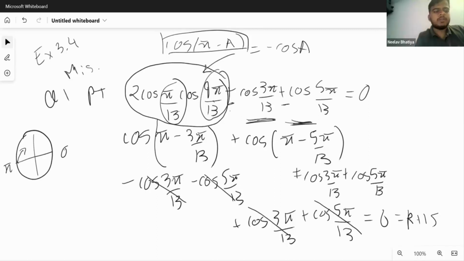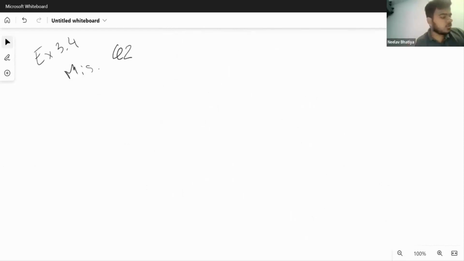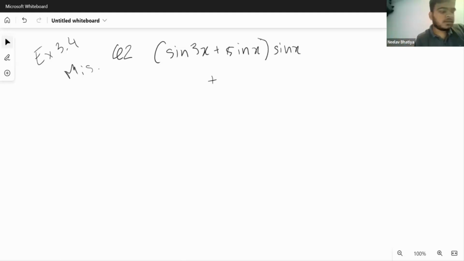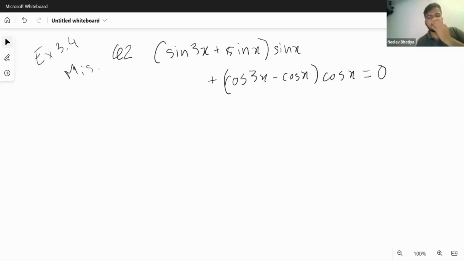Moving on to the second question. Question number 2. This is a good one. Sin 3x plus sin x plus cos 3x minus cos x equals 0. This is something that we have to prove. Correct. Let's try and do this.